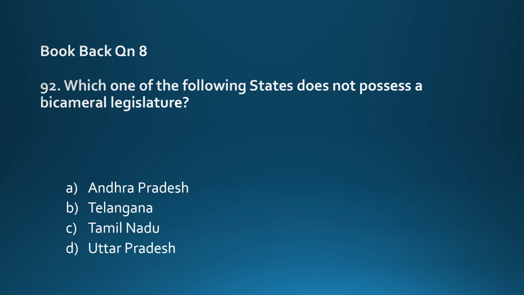Question number 92. Which one of the following states does not possess a bicameral legislature? Option A Andhra Pradesh, option B Telangana, option C Tamil Nadu, option D Uttar Pradesh. Correct answer is option C Tamil Nadu.